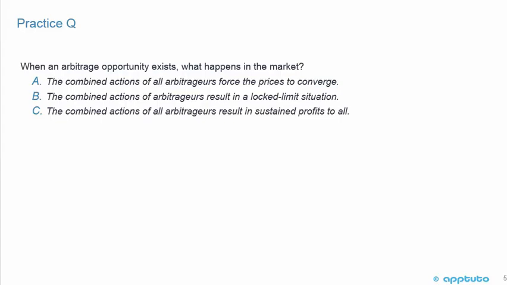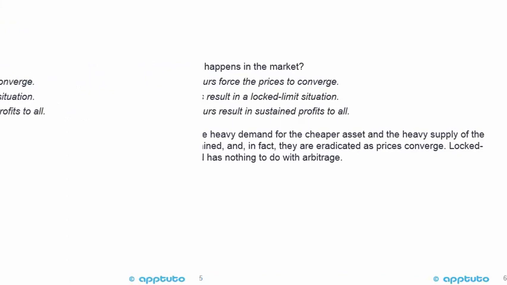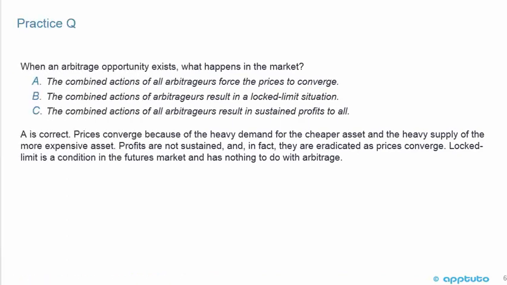Next practice question. When an arbitrage opportunity exists, what happens in the market? A, the combined actions of all arbitrageurs force the prices to converge. B, the combined actions of arbitrageurs result in a locked limit situation. Or C, the combined actions of all arbitrageurs result in sustained profits to all. I think that was another pretty easy question. Well, it's the combined actions of all arbitrageurs force the prices to converge, and that's why we get the law of one price. So A is correct.